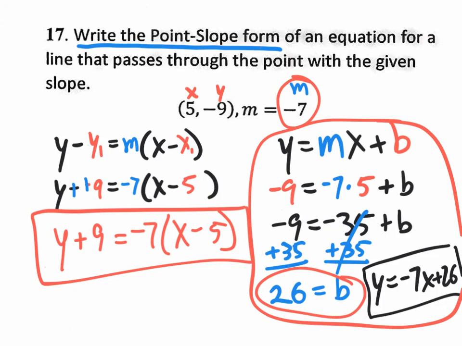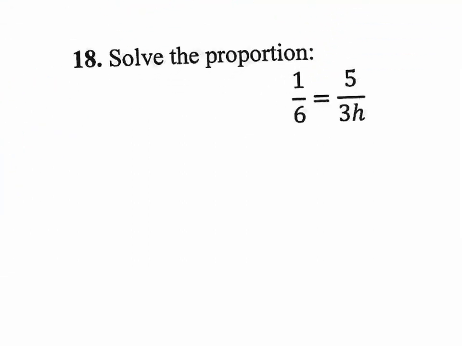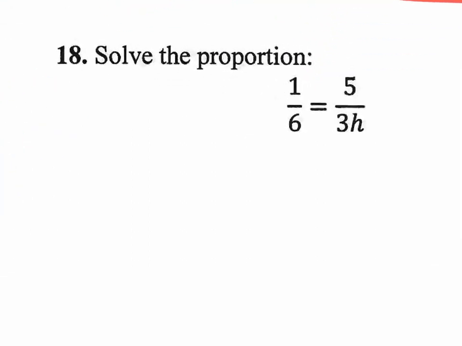Number 18. It's the last one on this page. Solve the proportion. So you could think of it as an equation that has fractions, and you could get rid of fractions by multiplying both sides by the denominator. Or you could think of this as a proportion, and when you have a proportion, one fraction equaling another fraction, you can cross multiply.